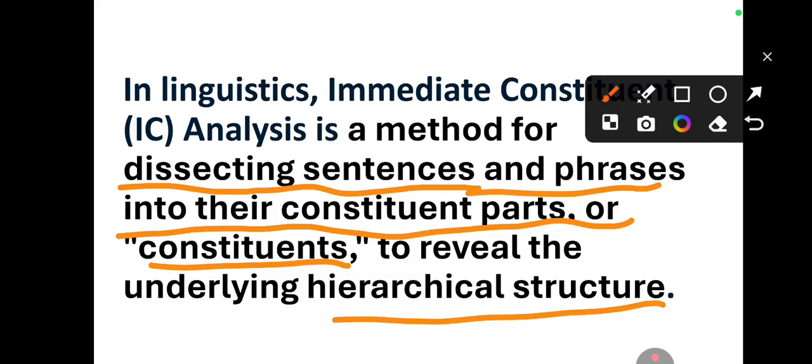So that analysis is done for getting the hierarchical structure of a sentence or phrase, right? There are different methods like the bracketing method and other methods also, but here today we are discussing the tree diagram. That is one of the methods for IC analysis, right?